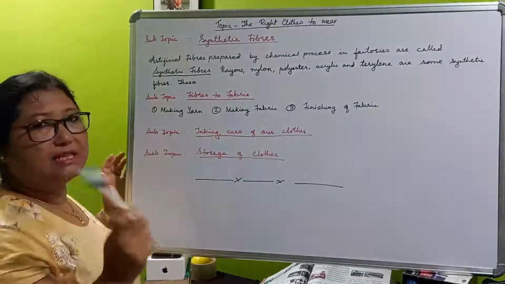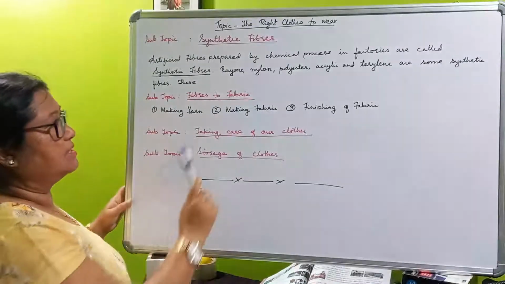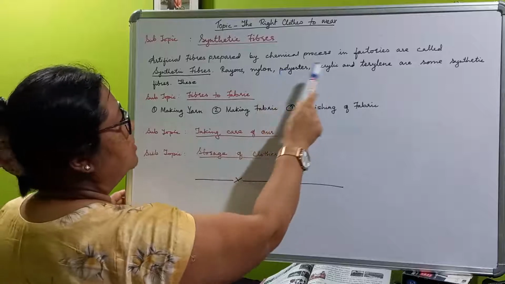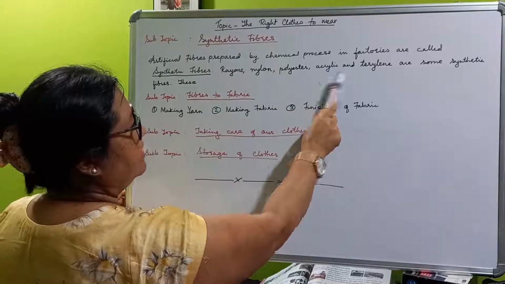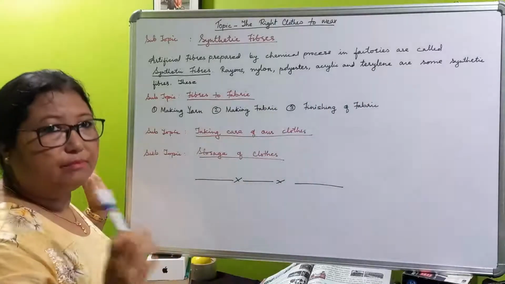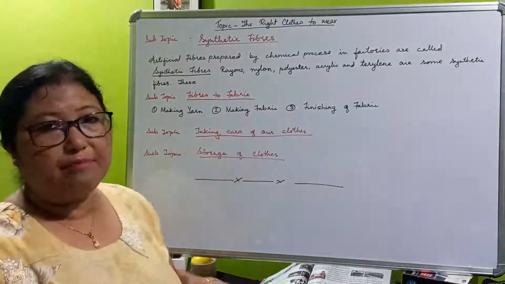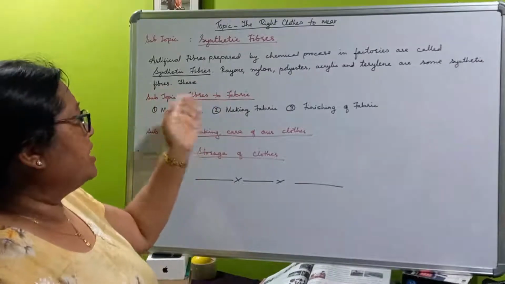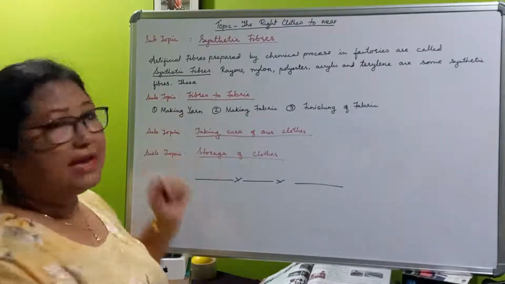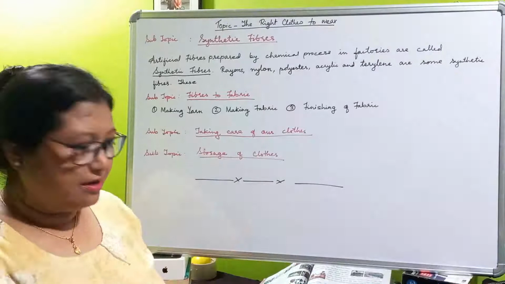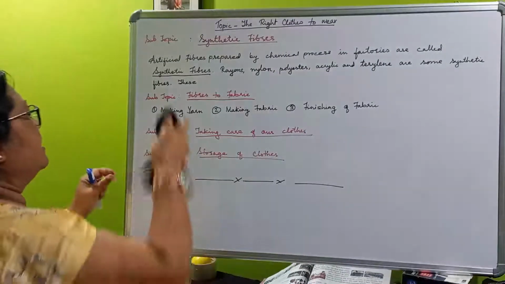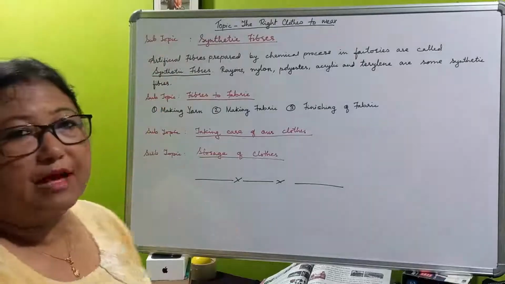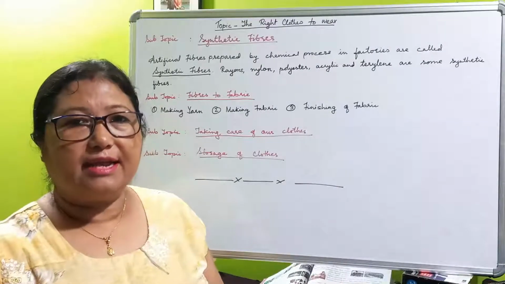Now what are the different types of fibers? Now see, rayon, nylon, polyester, acrylic, terephthalene. You must have heard of all these materials. So these are the different materials of synthetic fiber. These fibers are much stronger than natural fibers. So these synthetic fibers are much stronger than natural fibers.